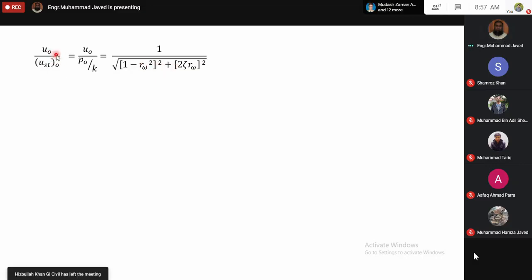U naught is peak dynamic displacement, and as I told you, in a damped system after very few cycles, the steady state displacement and total displacement become equal. So this UP naught, जो UP naught की जो वैल्यू है वो आप U naught के लिए इस्तेमाल कर सकते हैं. UST naught is P naught by K.